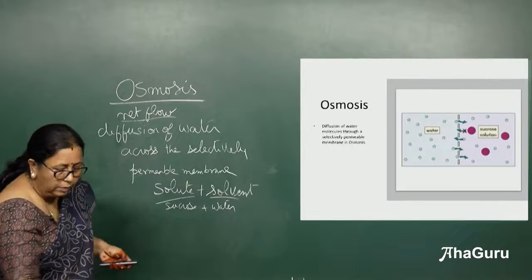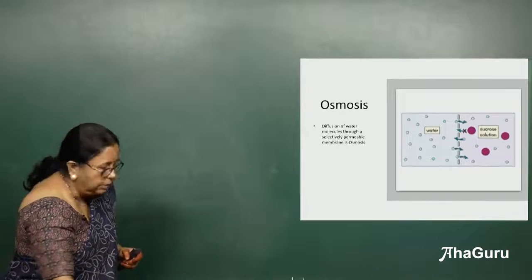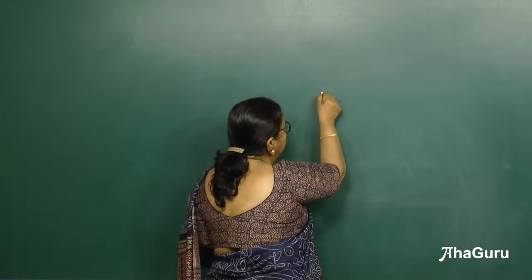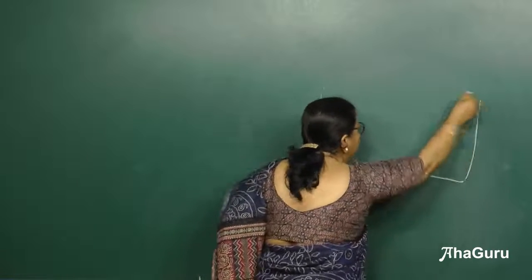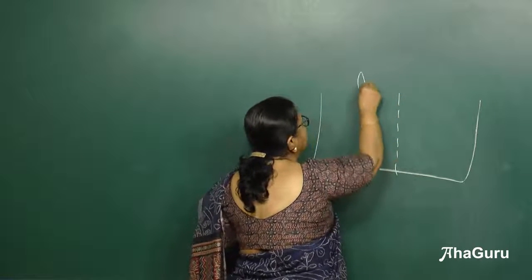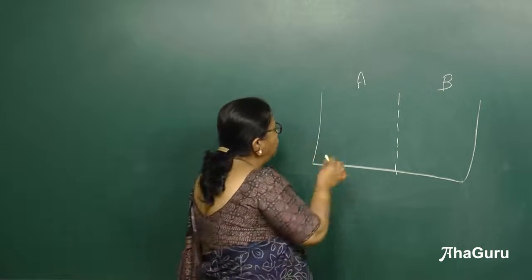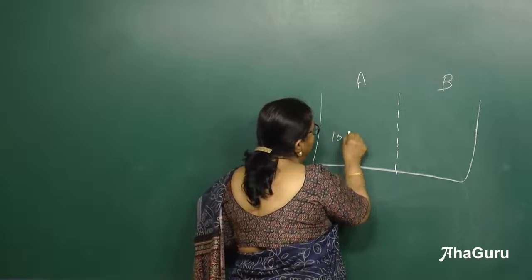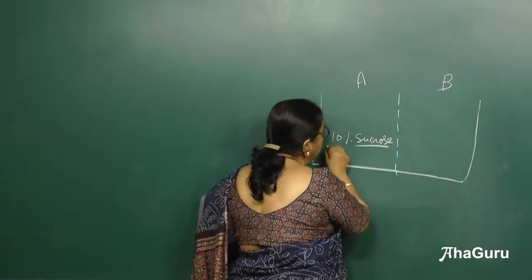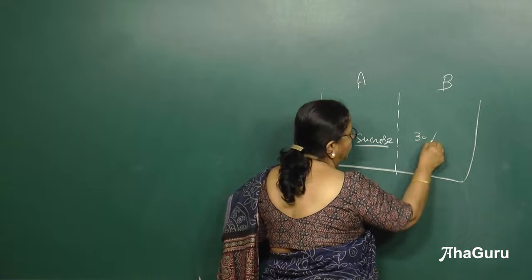Let me now take a condition. Let's take the same type of compartments, compartment A and compartment B. In compartment A you have 10% sucrose solution, whereas in compartment B it is 30% sucrose solution.